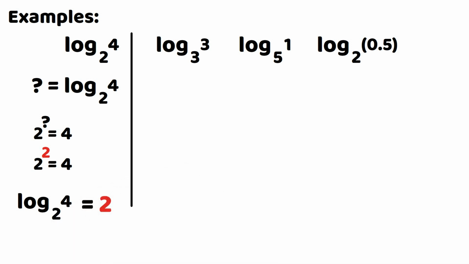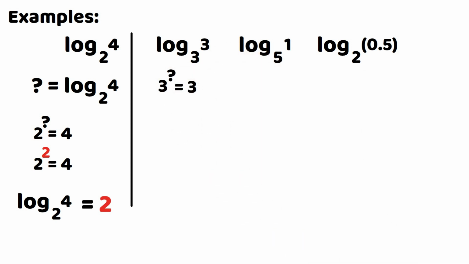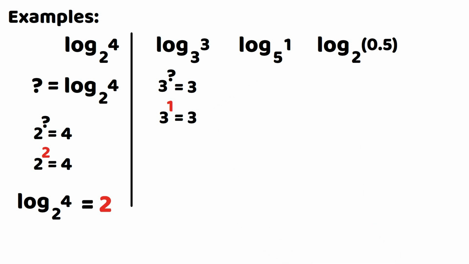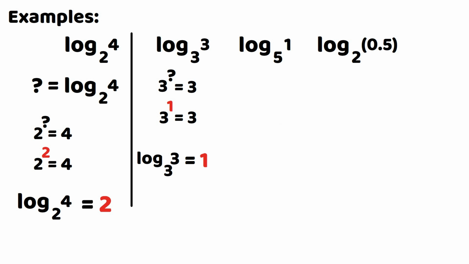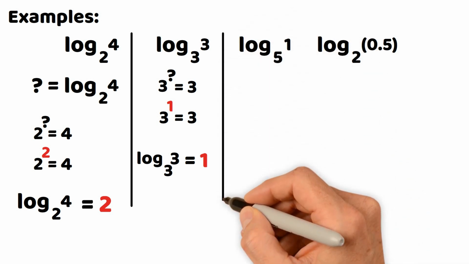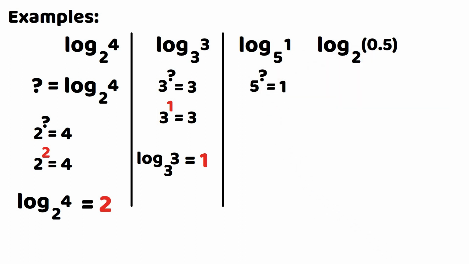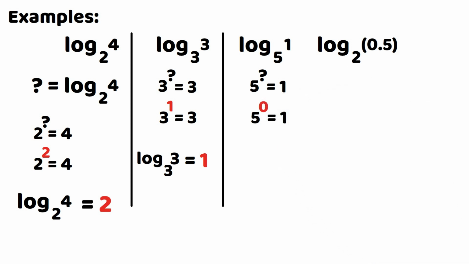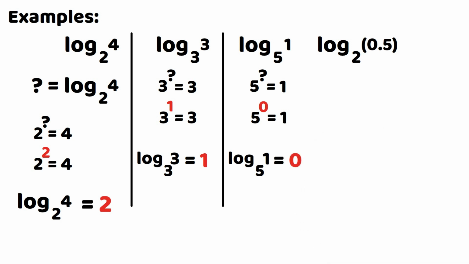With log of 3 with a base 3, we need to solve 3 to the question mark equals 3. Since 3 to the first equals 3, it follows that log of 3 with a base of 3 equals 1. Now with log of 1 with a base of 5, we need to solve 5 to the question mark equals 1. Remember that the 0 power is always 1, so 5 to the 0 power equals 1, meaning that log of 1 with a base 5 is 0.